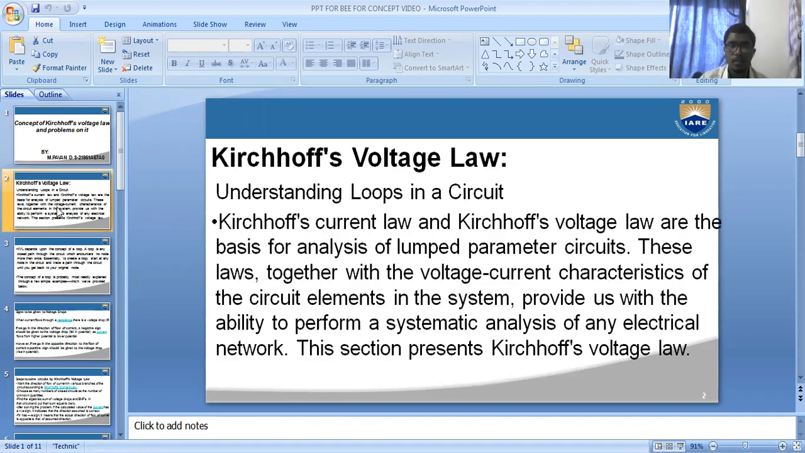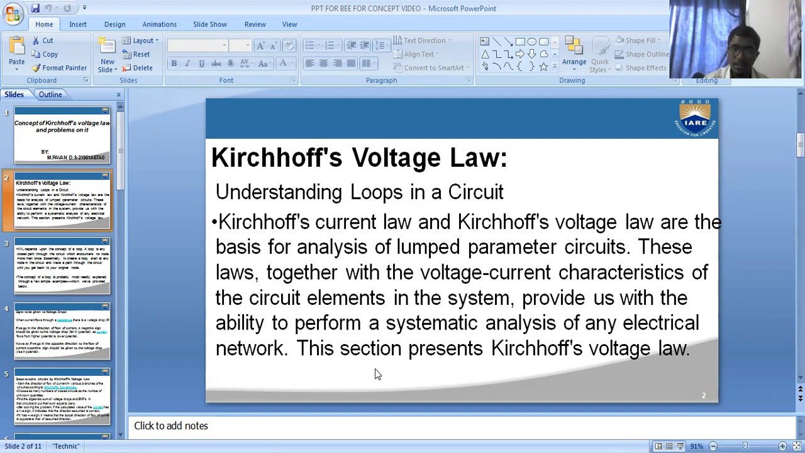Next, Kirchhoff's voltage law means understanding loops in a circuit. Means we use this law in circuits. Kirchhoff's current law and Kirchhoff's voltage law are the basis for analysis of lumped parameter circuits. These laws, together with the voltage-current characteristics of the circuit elements in the system, provide us with the ability to perform a systematic analysis of any electrical network.